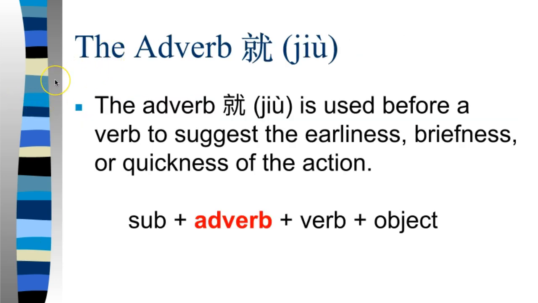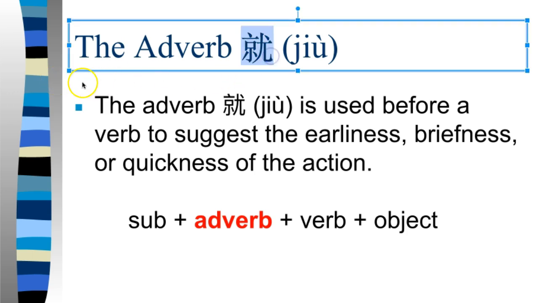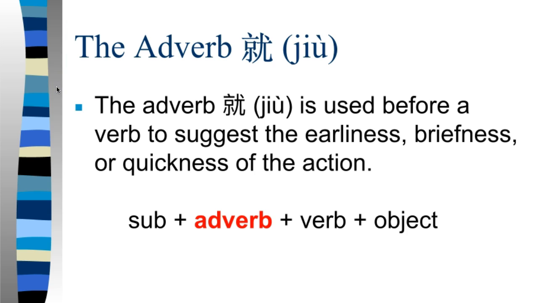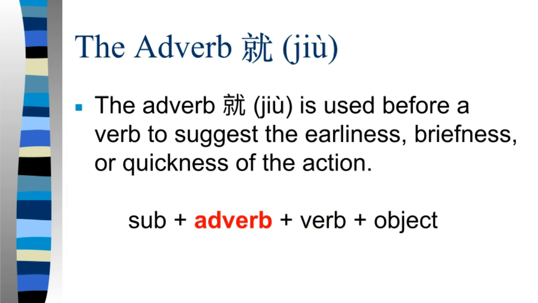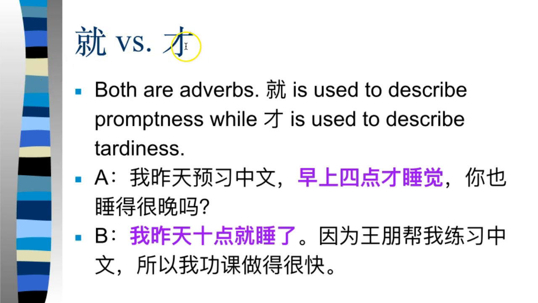The adverb 就 is used to indicate earliness or promptness or briefness. Like all adverbs, it's used before the verb in the structure subject plus adverb plus verb plus object, right? It's describing the action of a verb. And this, 就 is the opposite of the adverb 才. We learned 才 in level 6. Remember, 才 is used to describe the lateness of an action.